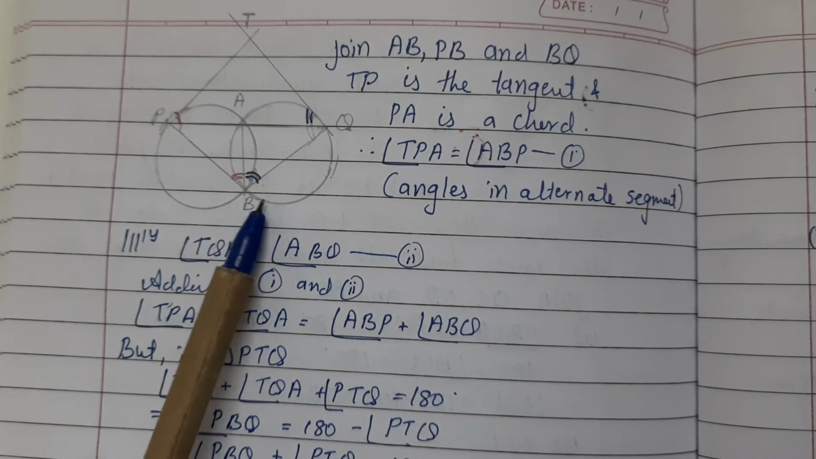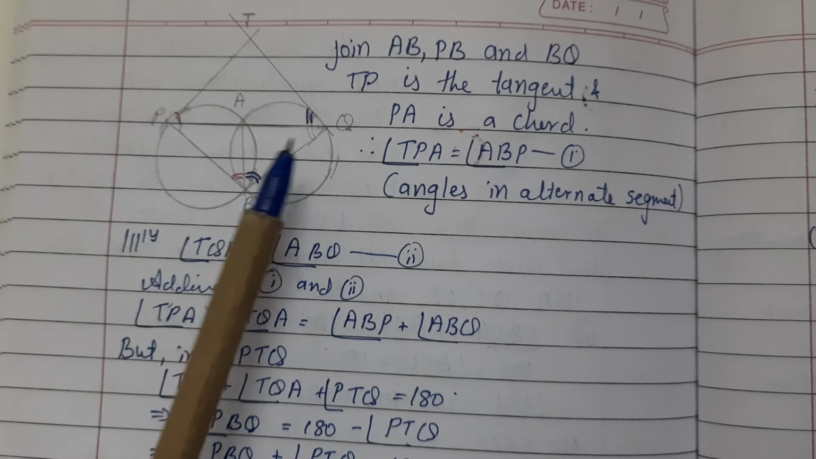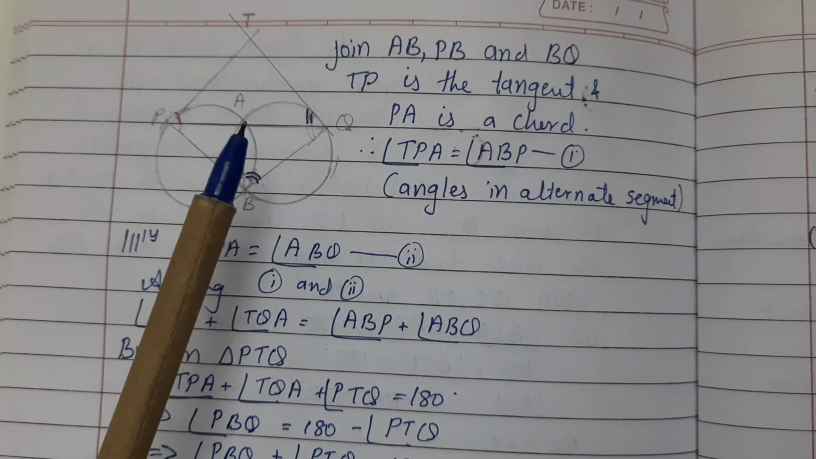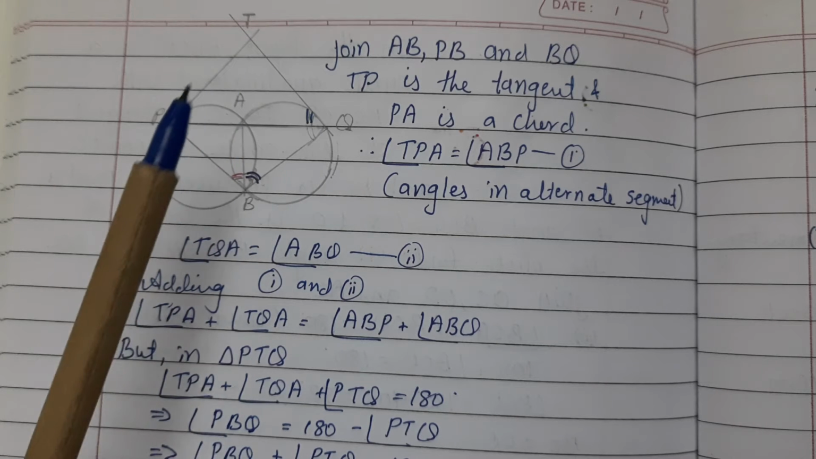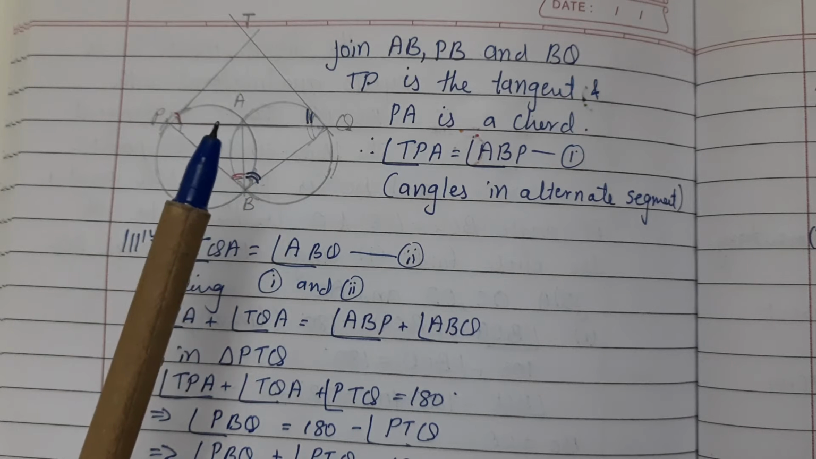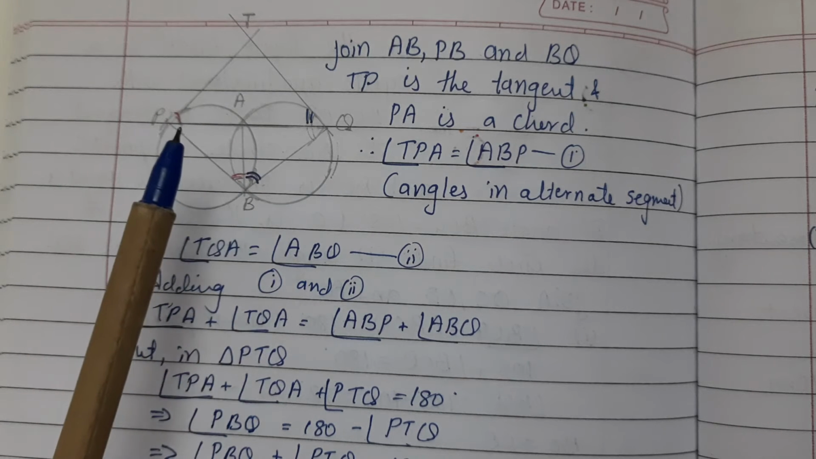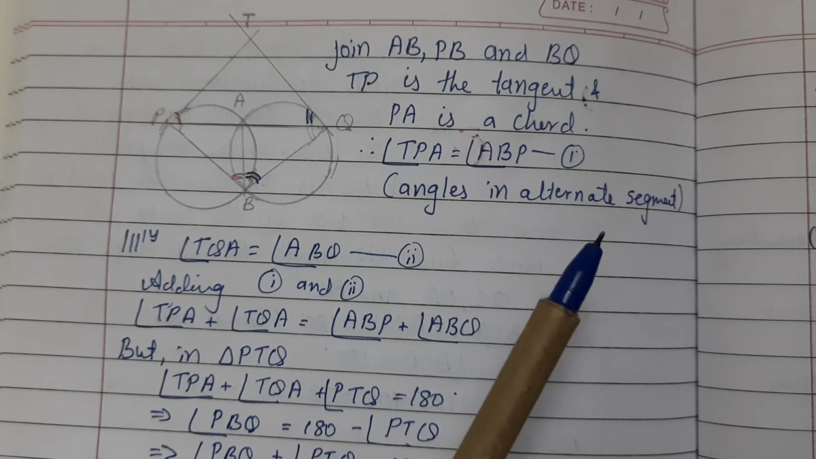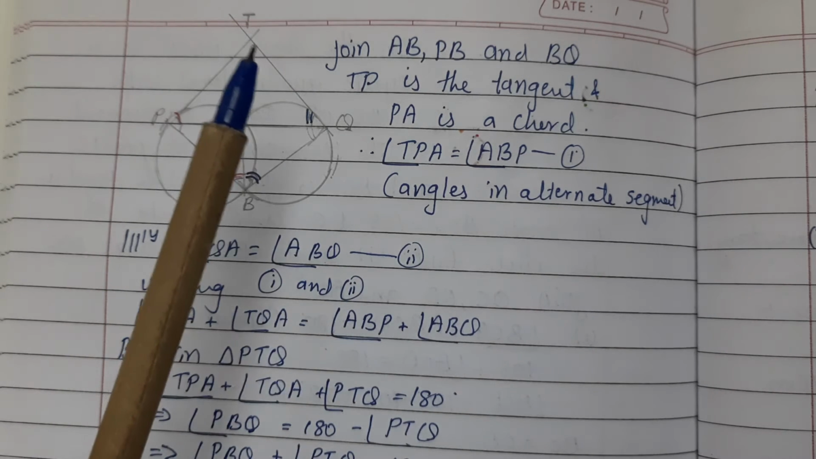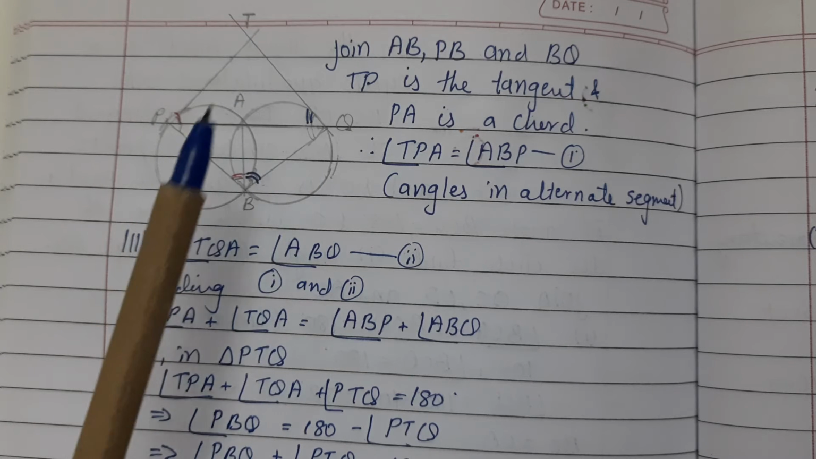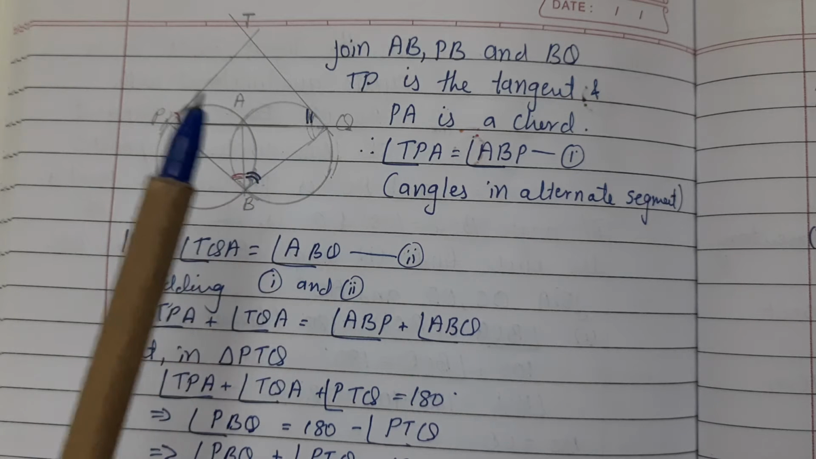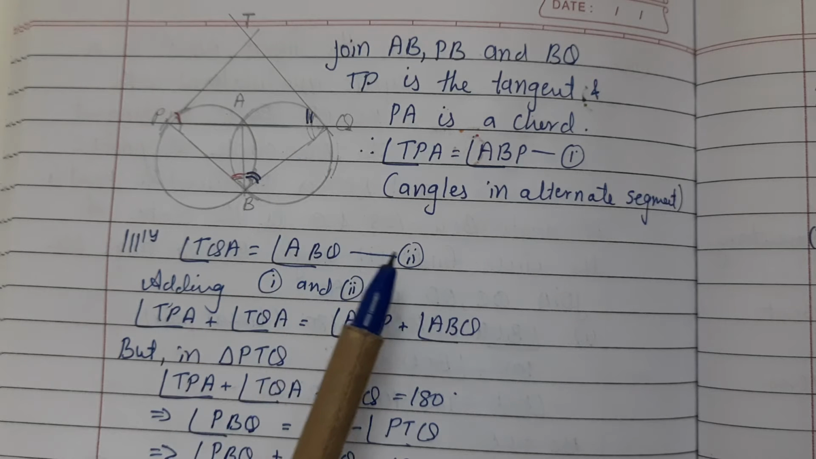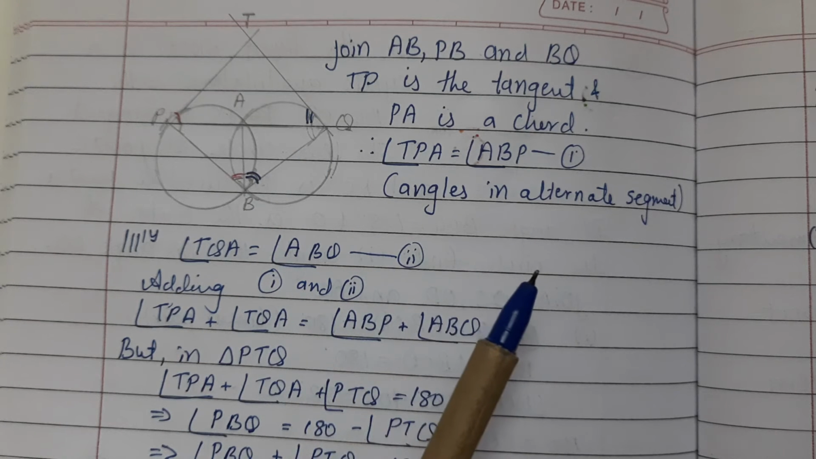Join AB, PB, BQ. TP is the tangent and PA is the chord. Therefore, angle TPA is equal to angle ABP. Let that be equation 1, angles in alternate segment. Similarly, angle TQA is equal to angle ABQ. Let that be equation 2, angles in alternate segments.